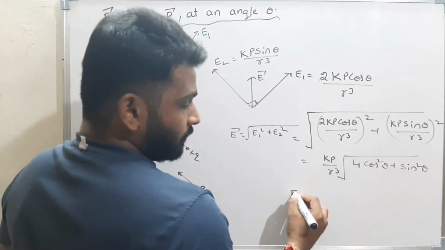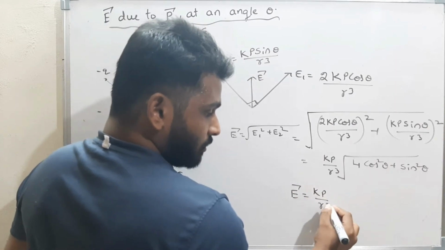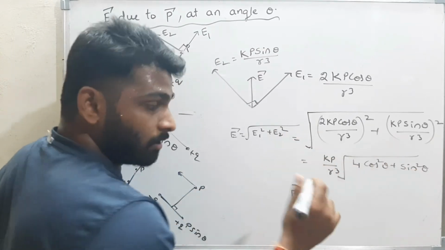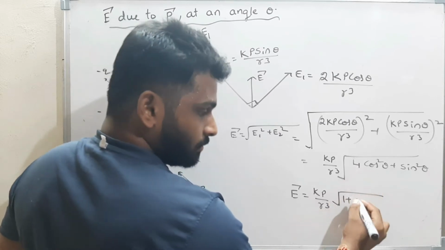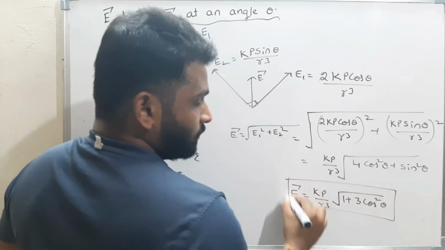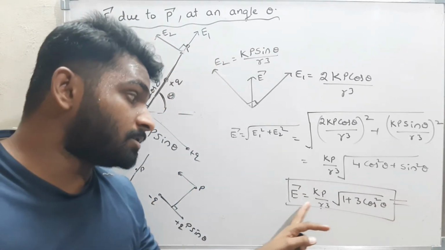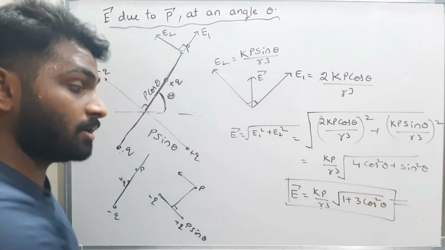Therefore, what is the electric field? The resultant electric field is kp by r cube, root of 4 cos square theta plus sin square theta, that is cos square theta plus sin square theta is 1. Therefore, root of 1 plus what is remaining? 3 cos square theta. That is the answer. The resultant electric field is kp by r cube into root of 1 plus 3 cos square theta.